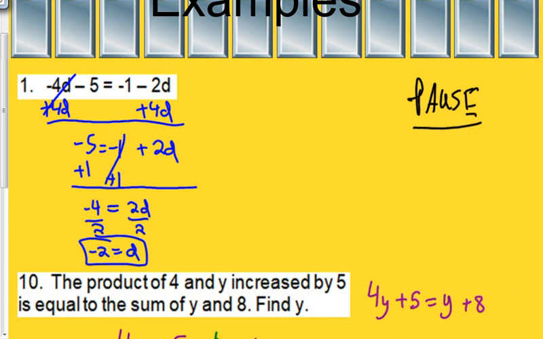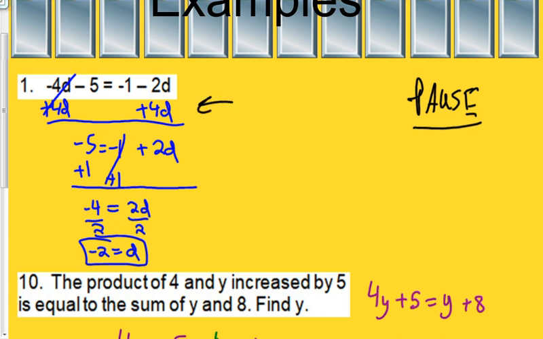All right, so welcome back. This first equation, there was no distributing, no combining like terms to do on either side. So what I did was try to get rid of the variable from one side. I've got a negative 4d on the left. I've got a negative 2d on the right. So the smaller one is technically the negative 4d. So what I did was the inverse operation there. I added 4d on both sides. That was the step right here.